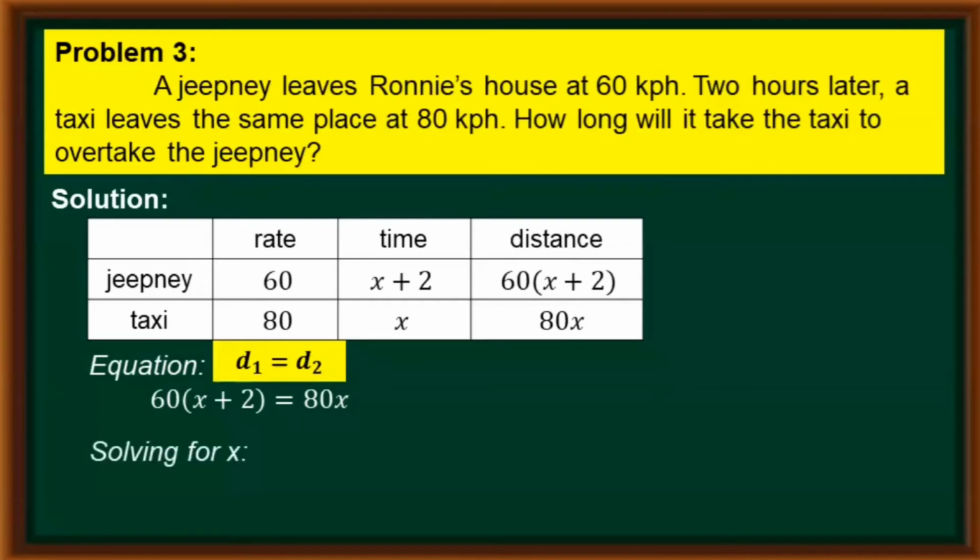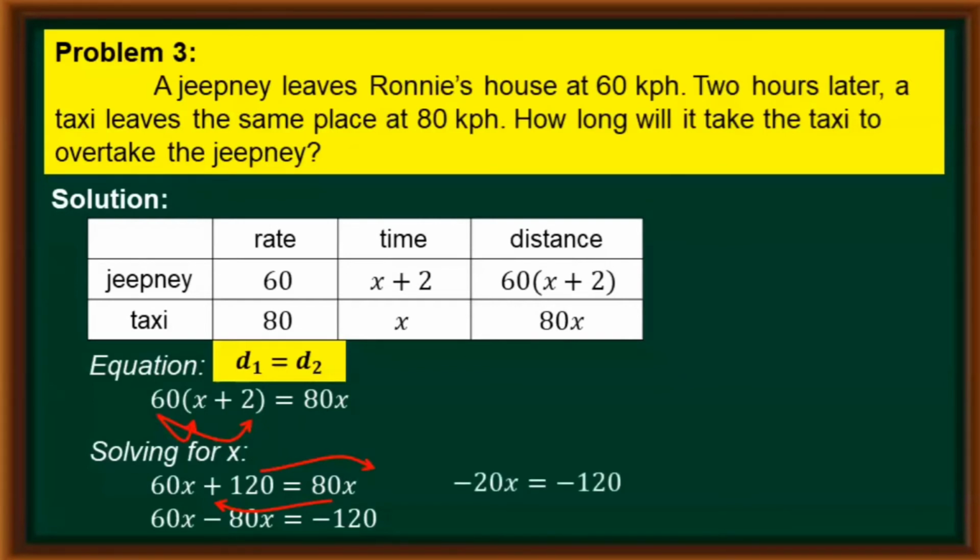Now, we solve for the value of x in this equation. First, we distribute the 60 to x plus 2. So that becomes 60x plus 120, which is equal to 80x. Now, we transfer 120 to the right side, and of course, 80x to the left side. So our equation would become 60x minus 80x, that is equal to negative 120. Simplifying, 60x minus 80x, that would be negative 20x, which is equal to negative 120.